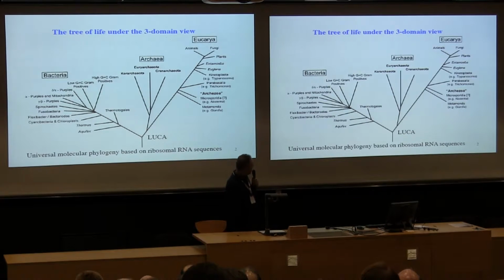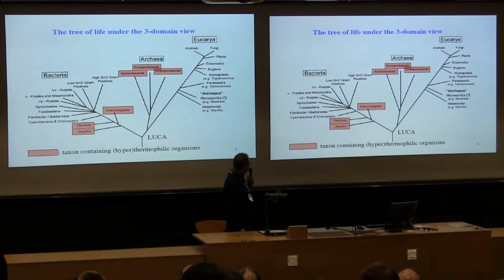A feature that was rapidly noted when looking at this view of the universal tree is the location of taxa containing thermophilic or hyperthermophilic organisms. As you can see, those taxa tend to be located in places of the tree that are apparently early emerging. And so this simple observation gave rise to a hypothesis that became very popular.